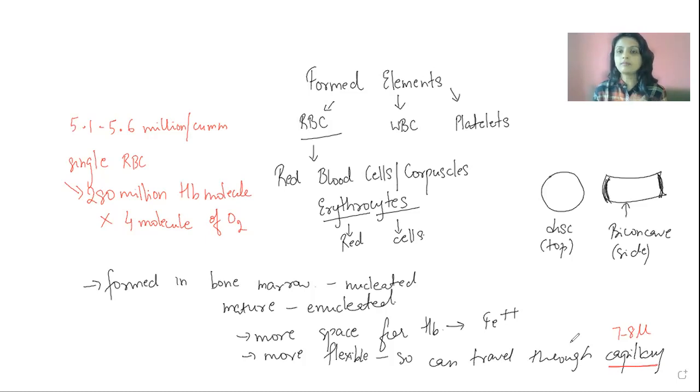Another thing about red blood cells is that in a normal healthy individual, 100 ml of blood carries around 12 to 16 grams of hemoglobin. How much hemoglobin does it carry? 12 to 16 grams of hemoglobin.